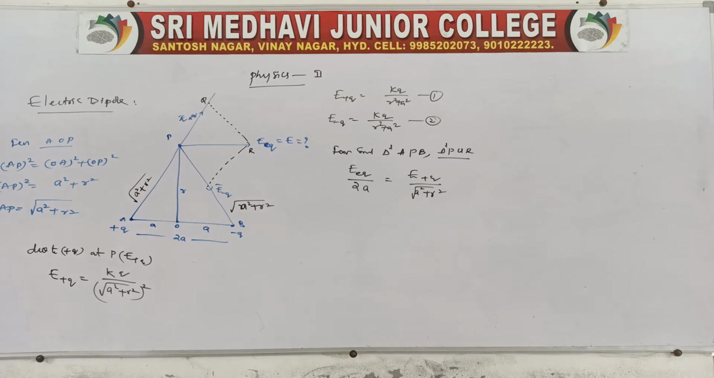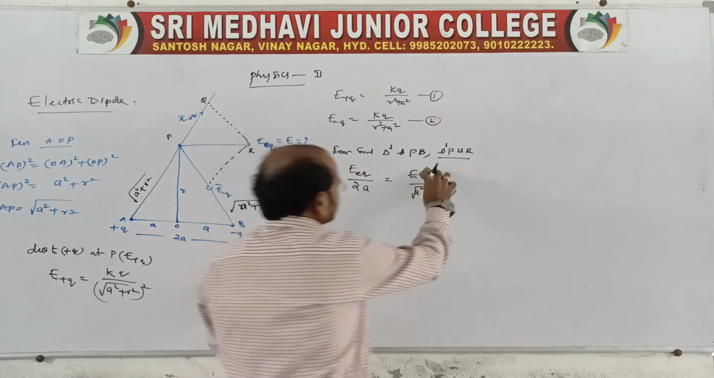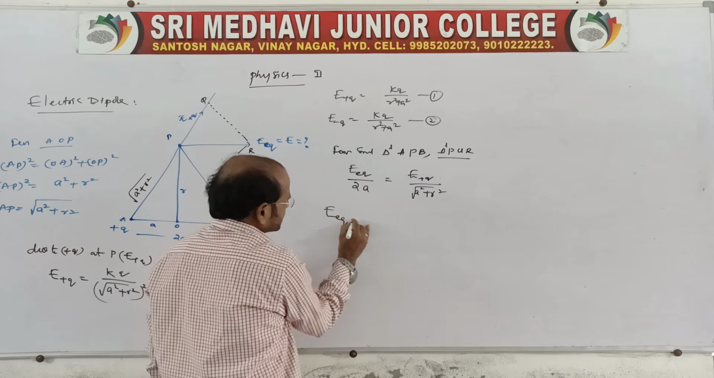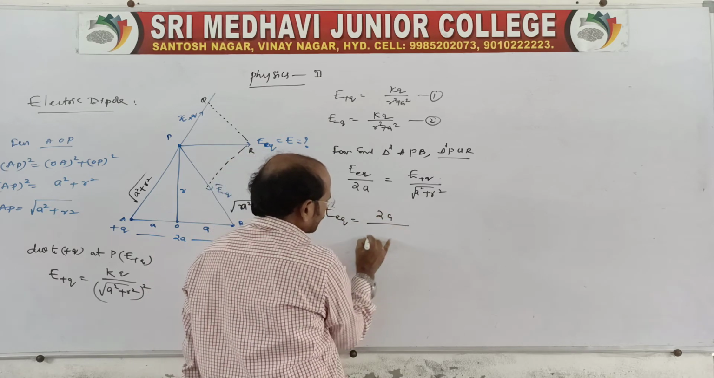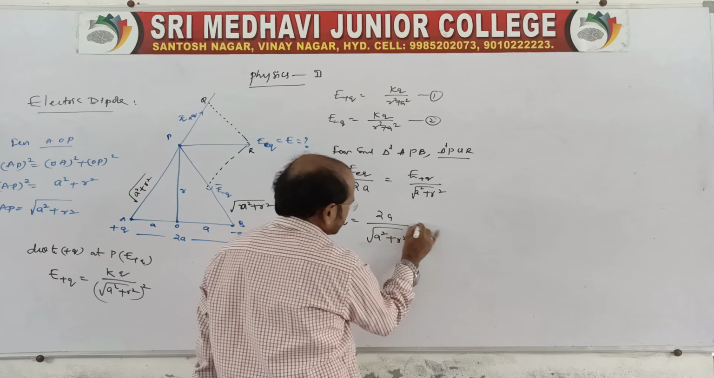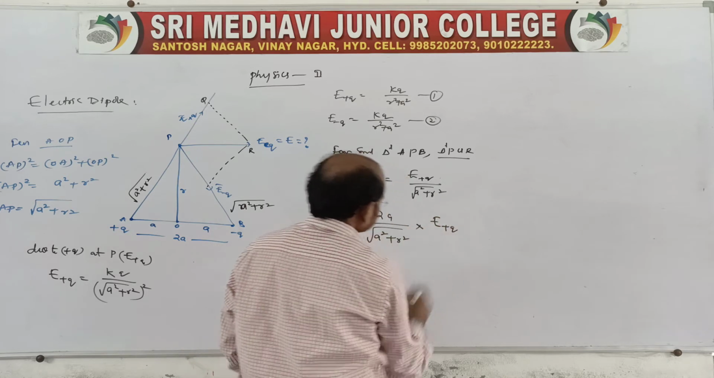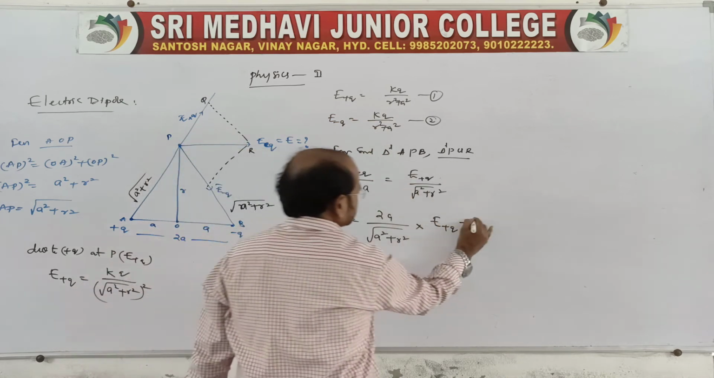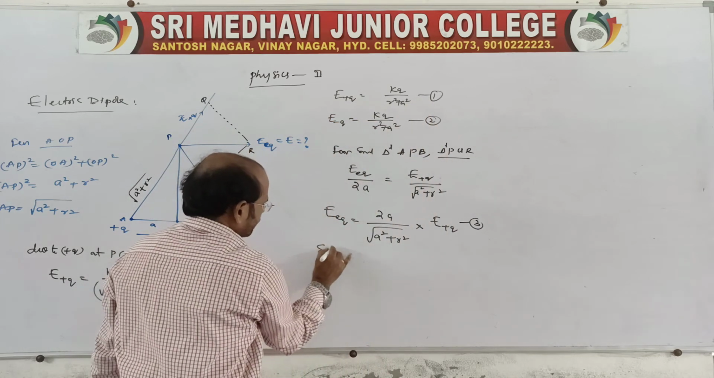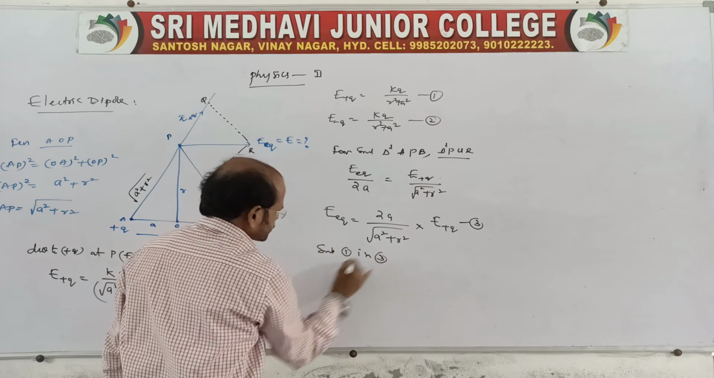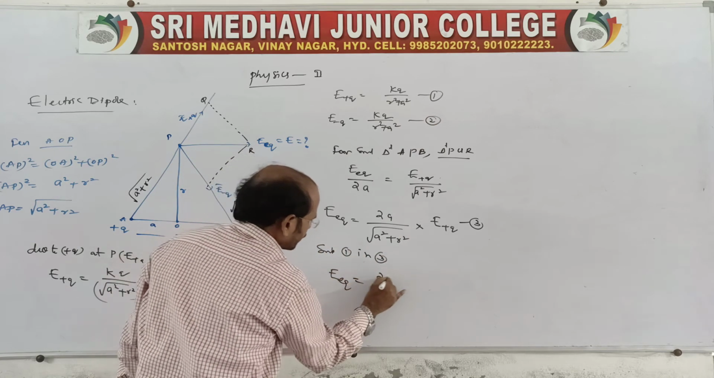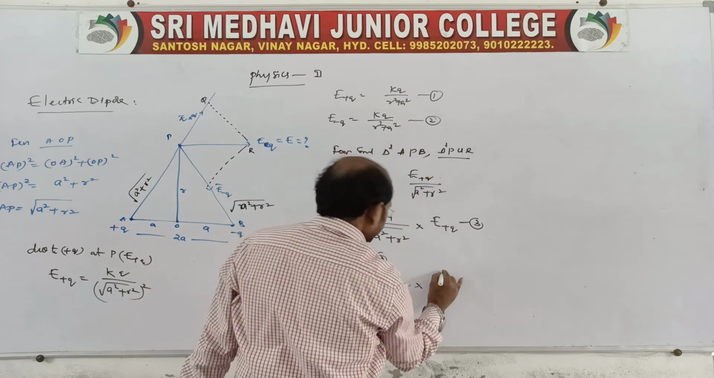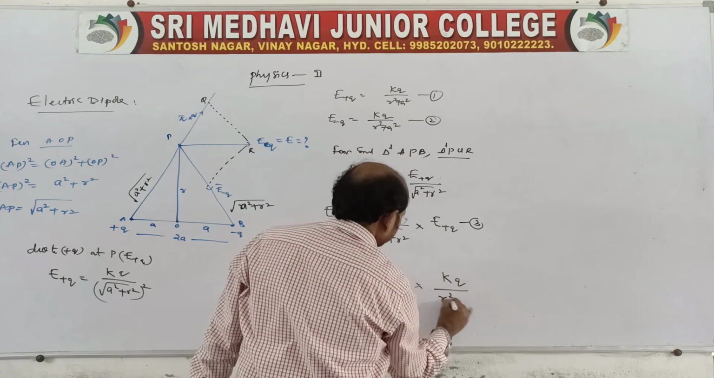Clear. So now we have to get E equatorial, due to the plus Q charge. On the equatorial line it is also very simple: E equatorial is 2a by root over a square plus r square, cross multiplication, E plus Q. Of course, due to E plus Q, there will be KQ by r square plus a square. Write it as equation 3. Now substitute 1 in 3. So on the equatorial line, E is 2a by root over a square plus r square into E plus Q, which is KQ by r square plus a square.